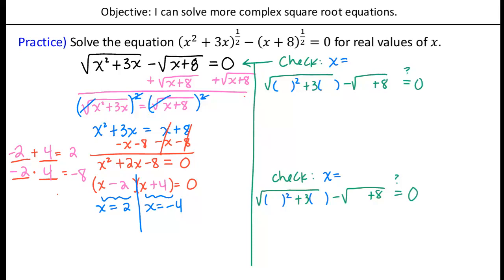All right, so go plug in 2 everywhere you have an x. So then this becomes square root of what's 2 squared? 4, and 4 plus what's 3 times 2? 6. And 4 plus 6 gives us 10, minus 2 plus 8 is 10. So root 10 minus root 10 is 0. So this one is actually valid.